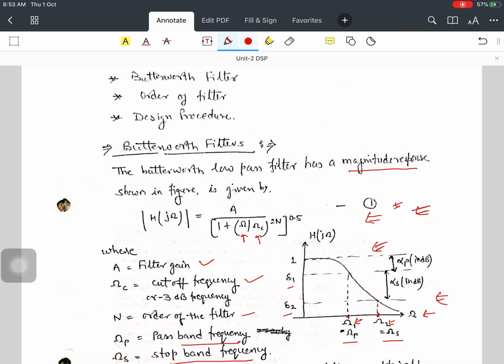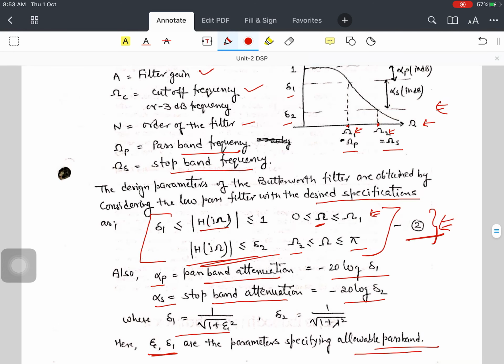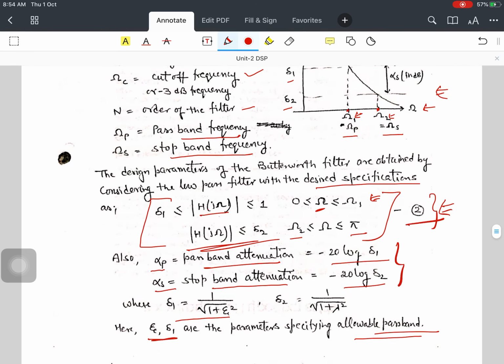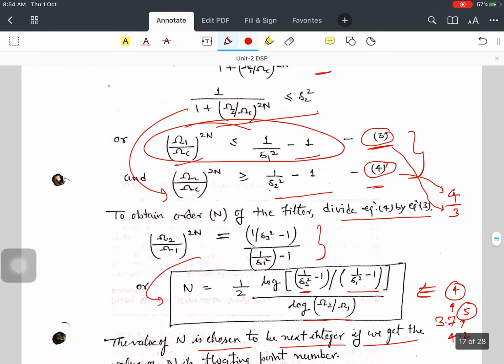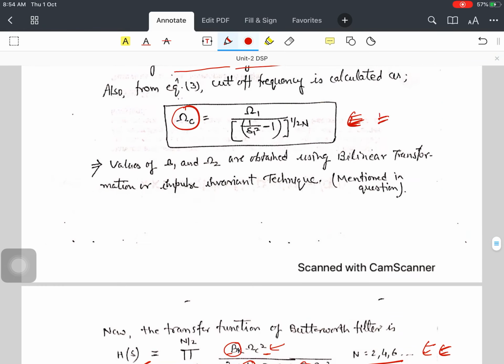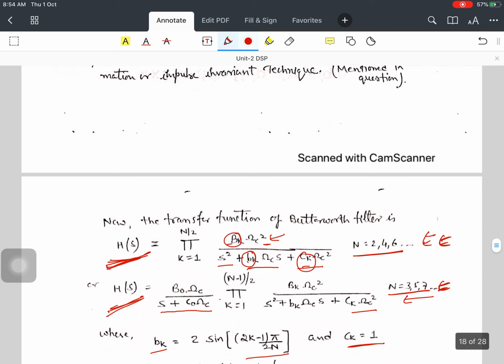So you have to remember equation number 1, equation number 2, these formulas, the calculation of del 1 and del 2. After that you have to remember the order of the filter, the equation of ohm c, and at the end the transfer function for the Butterworth filter in the analog domain. So if you have all the data, you can easily design the digital Butterworth filter.